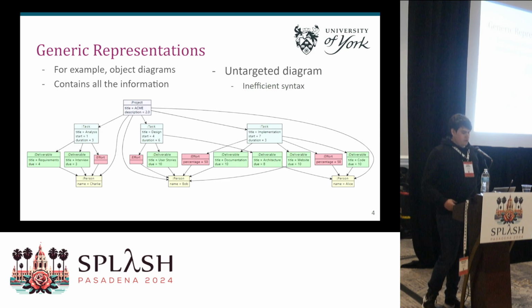So when we're doing graphical representations, the generic way of applying it, for example, whenever we're using object diagrams, that's a generic representation. Whenever we want to represent the model, we have to contain all of the information as we are using an untargeted diagram. This means that if you want to be able to visualize any particular interaction between any two elements, all the information needs to be in there.